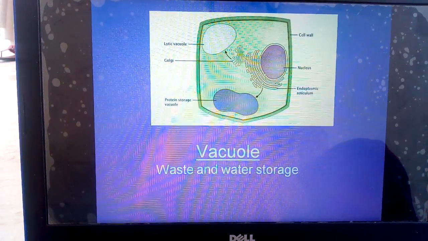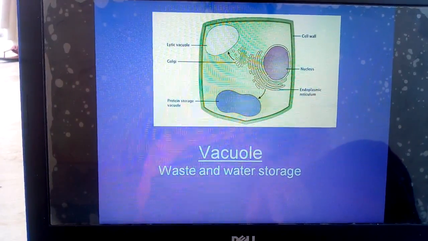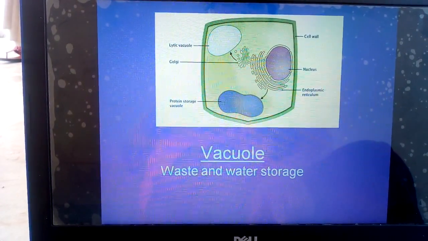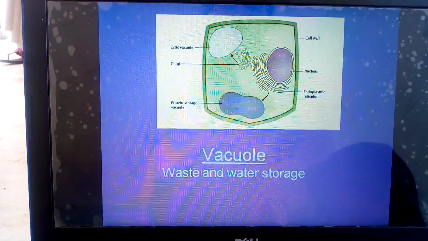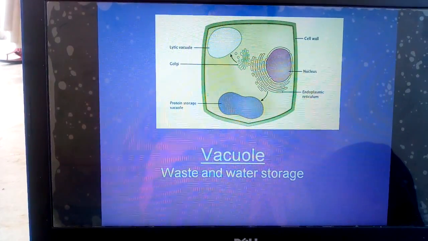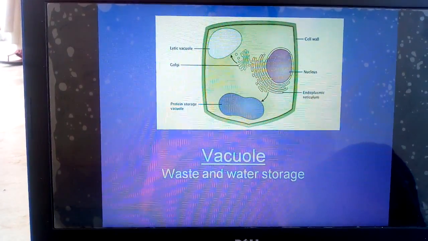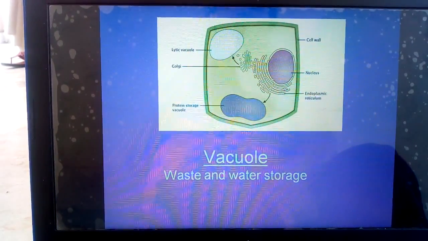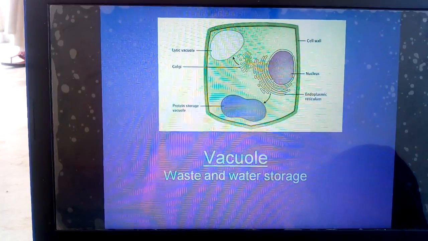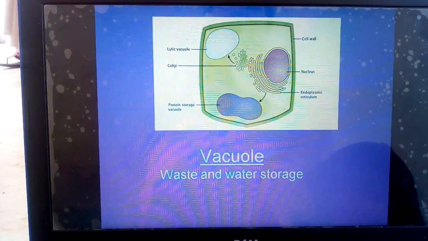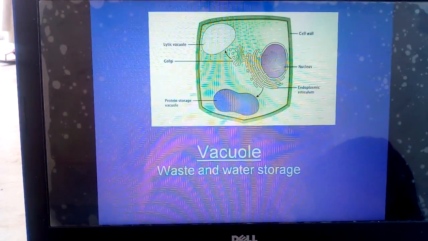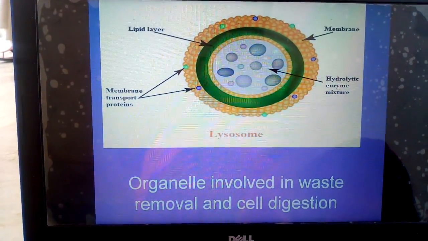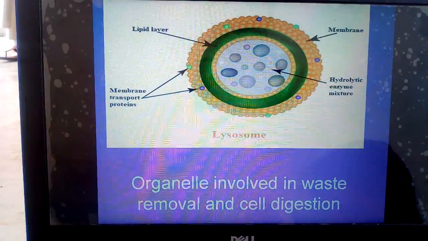Like in animal cell, the size of vacuoles is very small or they are not present in many cells. But in plant cell, the size of vacuoles is larger. So the function of vacuole is waste and water storage. So it stores waste as well as extra water. So it means it acts as the dustbin for the cell.